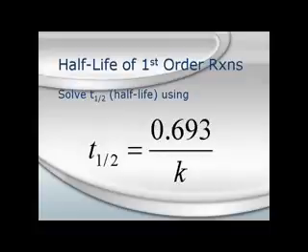The equation for solving half-life of a first order reaction is t 1/2 equal to 0.693 over k, which is the rate constant. Now, one of the things that's unique about first order reactions is that the half-life of the reaction is independent of the concentration.